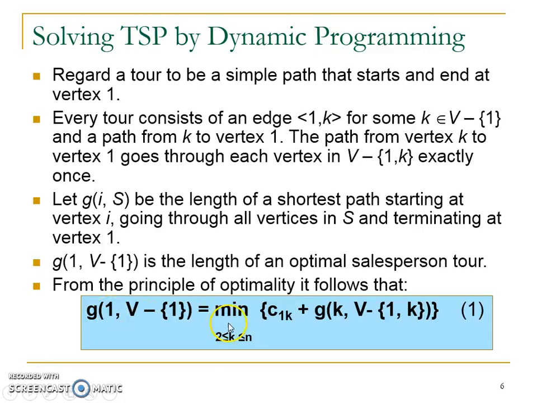That is the sub-instance here. The sub-instance is now, instead of starting from vertex 1, I am trying to start the path at vertex k. That is why the problem which is covering from vertex 1 to n vertices in the graph is now split into the path covering from vertex k to n minus 2 vertices in the graph, as you can see.